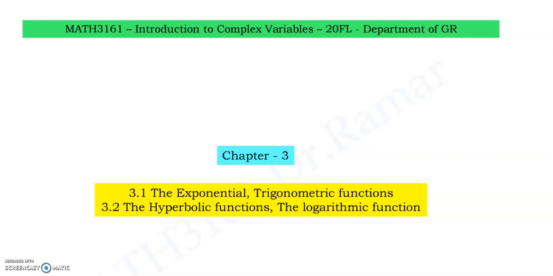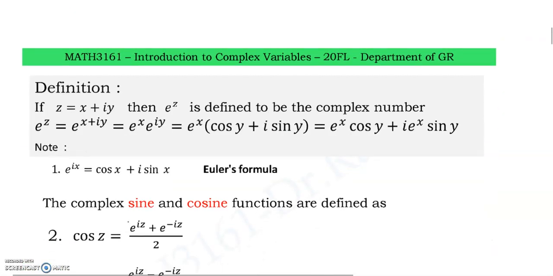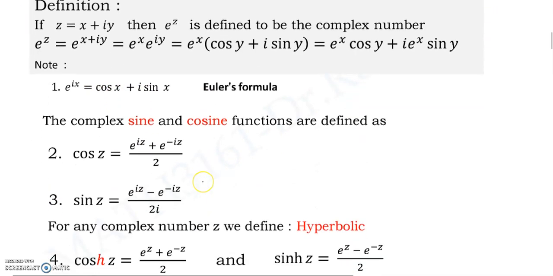Dear students, in this video we are going to see 3.1 and 3.2. We know that if z is equal to x plus iy, then e to the power z is defined to be the complex number e to the power z is equal to e power x cosine y plus i e power x sine y. This we already saw, and we know Euler's formula: e power ix is equal to cosine x plus i sin x.